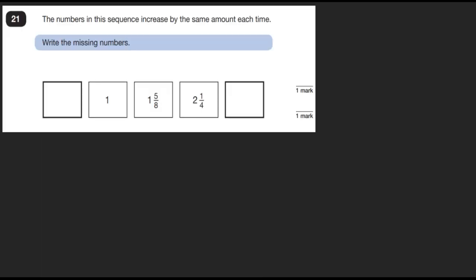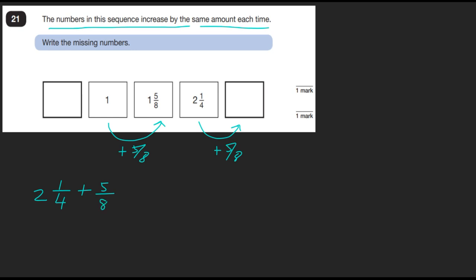Question number 21. The numbers in the sequence increase by the same amount each time. Write the missing number. The easiest way to do it: 1 1/5 are increased by 5/8, right? So I'm going to add 5/8 to this number, and it is a fraction addition. So 2 1/4 add with 5/8, and that's all we need to do.